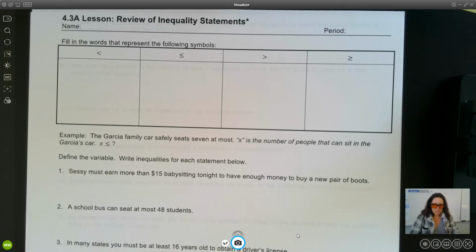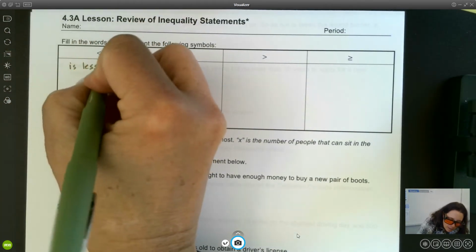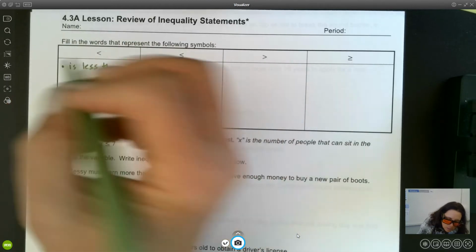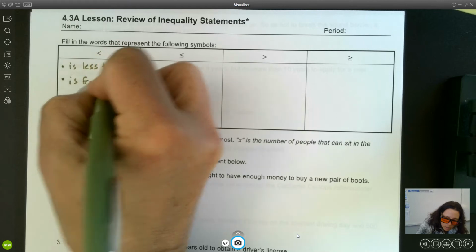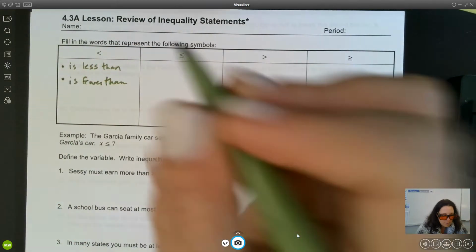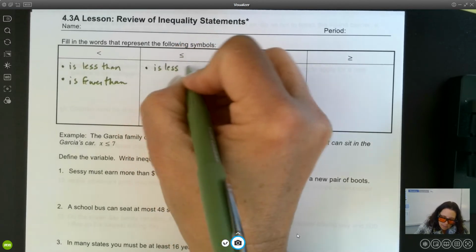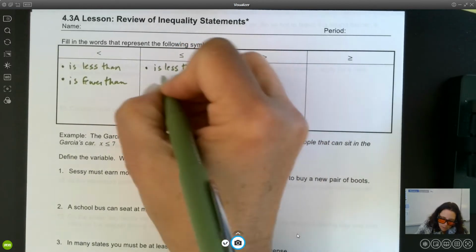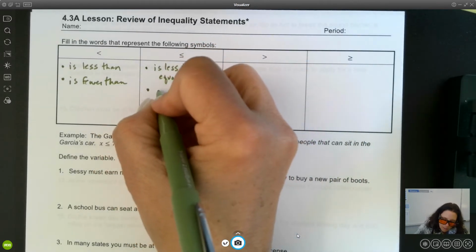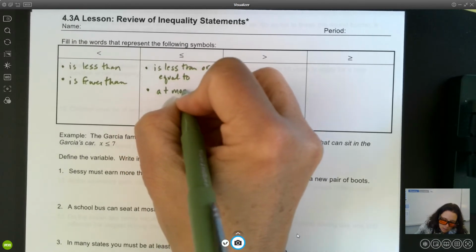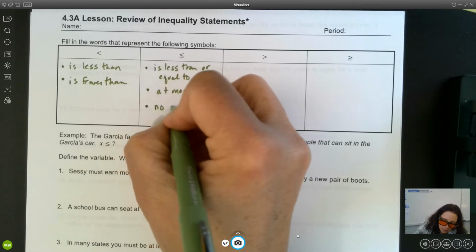So this guy right here is less than. I'm just going to write a few ways to say these: fewer than. This guy right here is less than or equal to. This is a tricky one that you need to know: at most, I'll explain that in a second, and no more than.